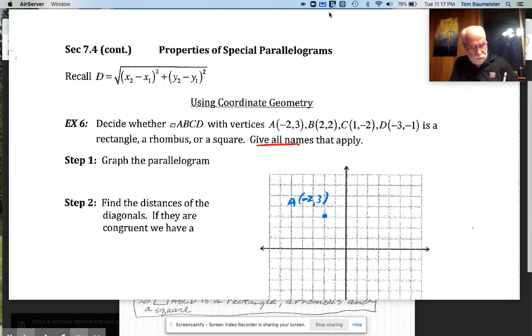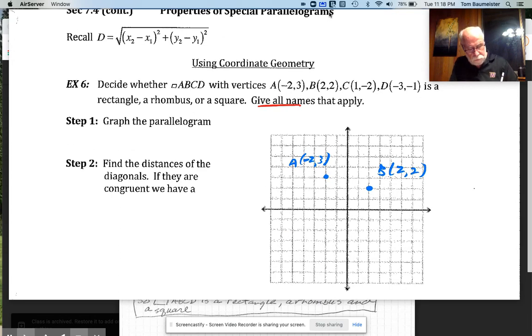-2 and +3. B is at 2 and 2, so over 2, up 2. There's B at 2 and 2. C is at 1 and -2. So there's C at 1, -1 and -2, I'm sorry. So I did write it down wrong there. I have it in my notes as the right one, so I do apologize there. Fix that.